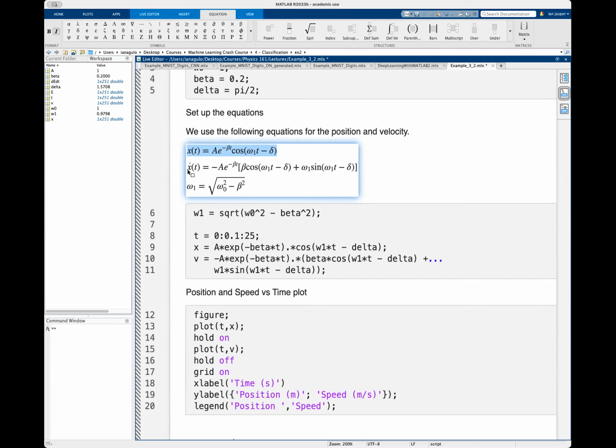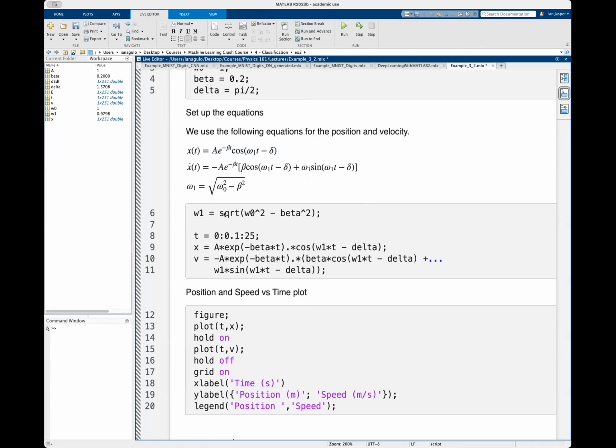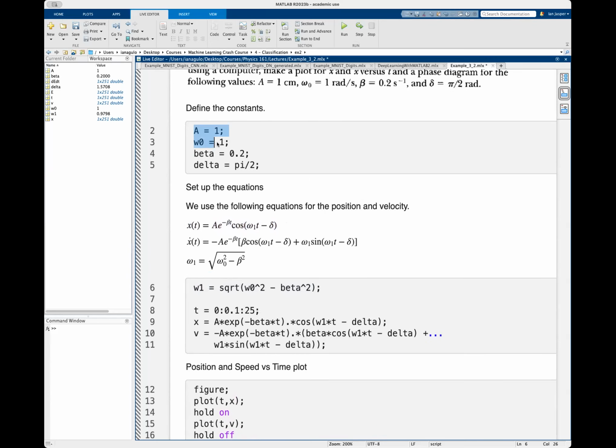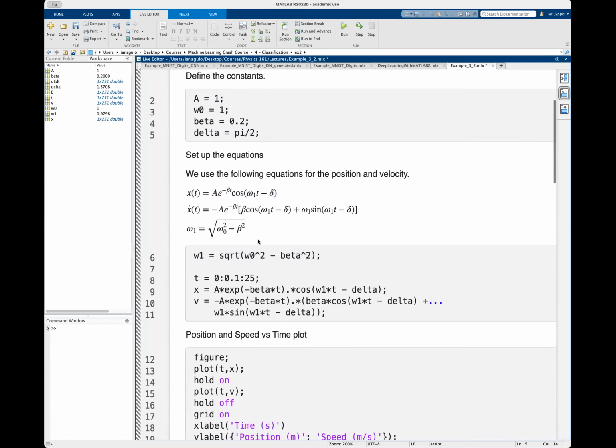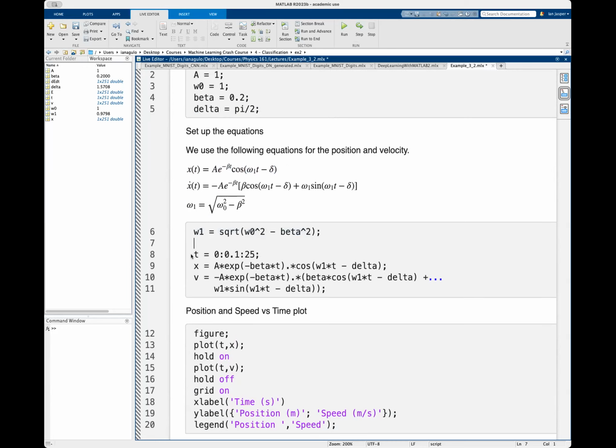Okay, and then x dot of t is equal to negative A e^(-beta t) times [beta cosine(omega 1 t - delta) + omega 1 sine(omega 1 t - delta)]. So yan yung ating equations. So this simply defines, of course, ito yung mga constants, by the way. Okay, and this simply defines yung omega 1.